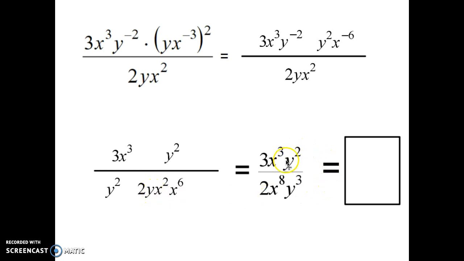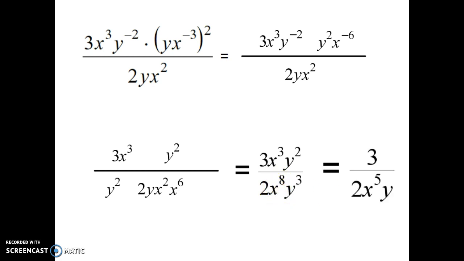And then last but not least, I'm going to cancel some things out. This x to the third is going to cancel out with 3 of these x's in here, so I'm going to be left with x to the 5th down below. And that y, because y squared up in the numerator, canceled out with 2 of the y's that are down in this y to the third, and I'm left with that.